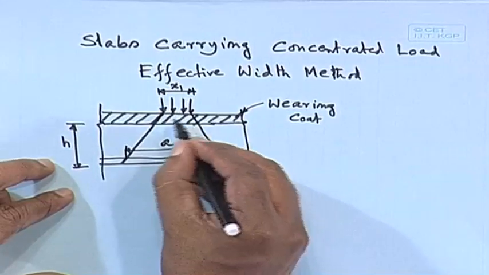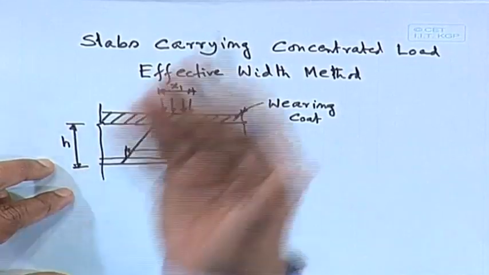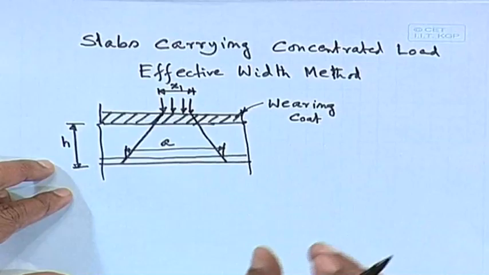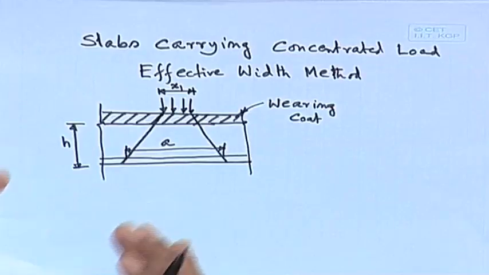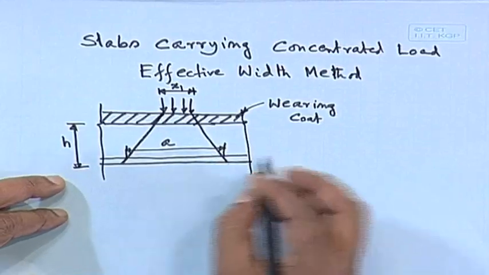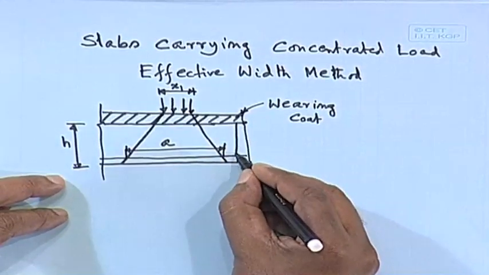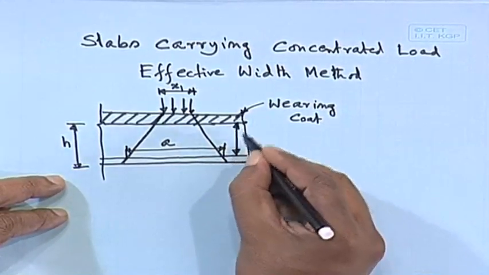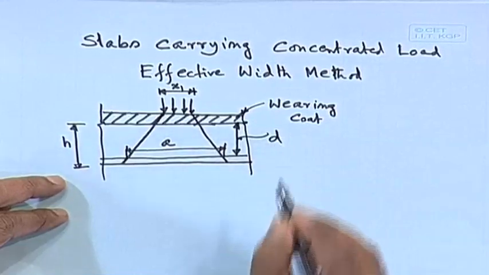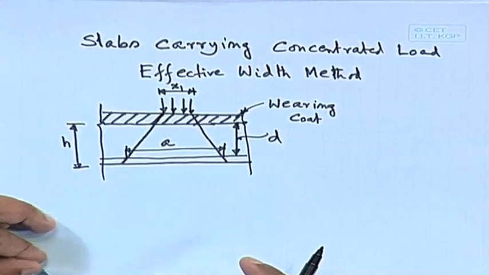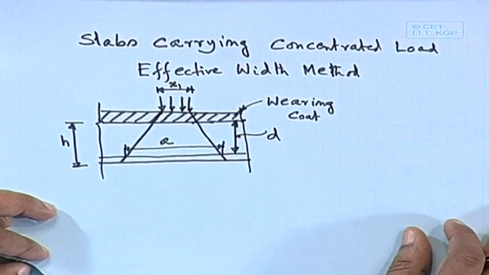x1 is the impression in one direction, and the other direction is y1. So x1 times y1 is the impression at the top, x1 by y1, and this is your d, the effective depth.